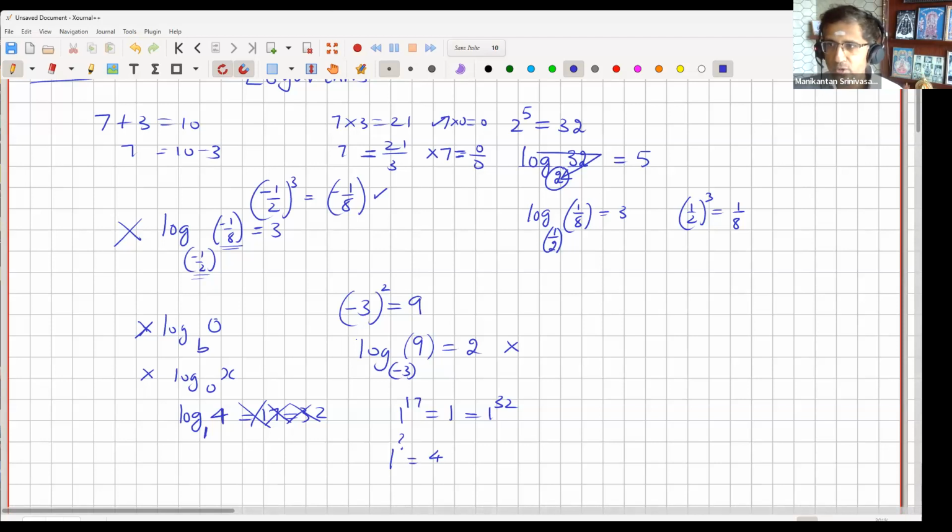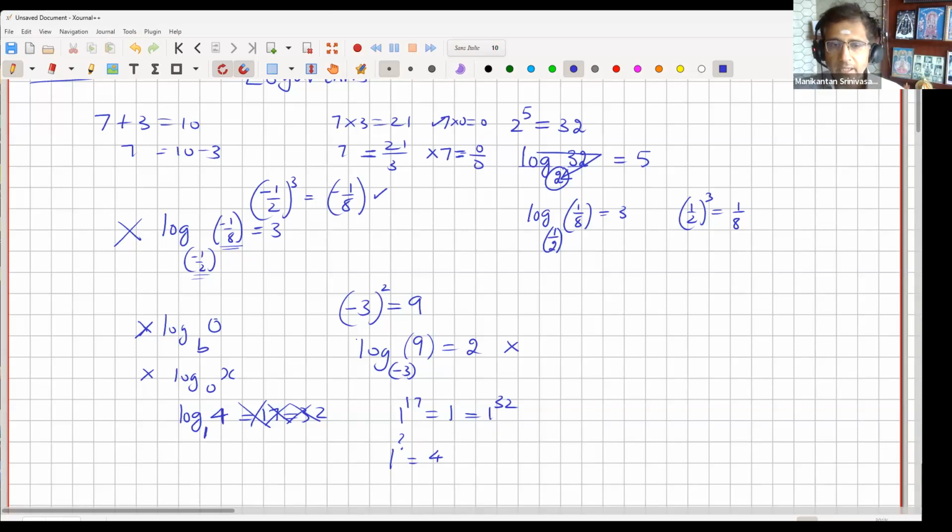And log of 4 to the base 1 is not defined because no value will work, either 0 solutions or infinite solutions. Log 1 to the base 1... Yes, go ahead, Moksh. Would log 4 to the base 1 be defined on the complex plane? Yeah. So all of these can be defined, some of them in complex numbers. But again, let's not confuse that. Even with complex numbers, for IB, you don't require this, right? But know that it's possible.